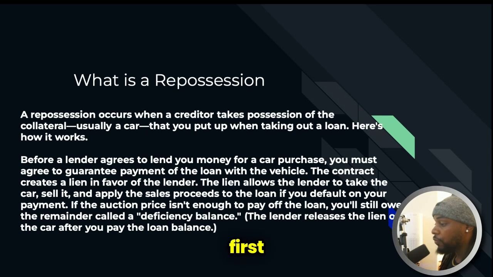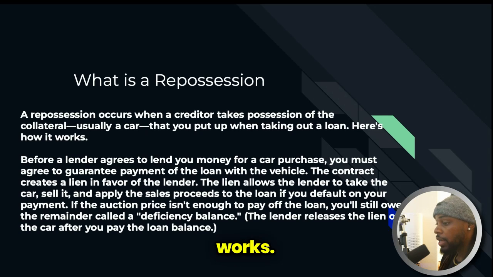So I want to first go over what a repossession is, because I've gone through a couple of comments where I talked about it, but I feel like this is the first time we're going to go over it in great detail. A repossession occurs when a creditor takes possession of the collateral. The collateral that people usually associate repossessions with is a car, even though a repossession can happen on other types of items. So a repossession occurs when a creditor takes possession of the collateral, i.e., if you got a car, they take the car back, that you put up when taking out a loan.